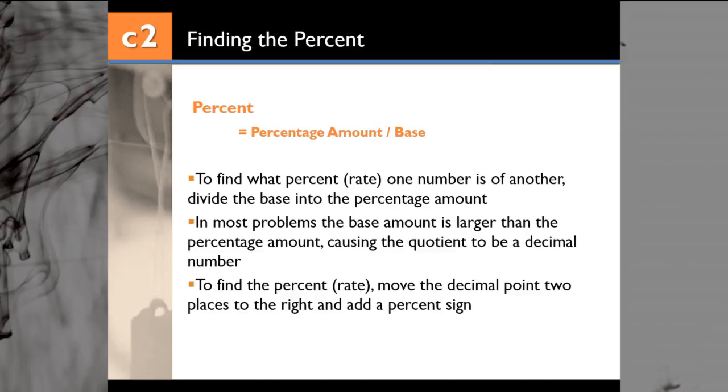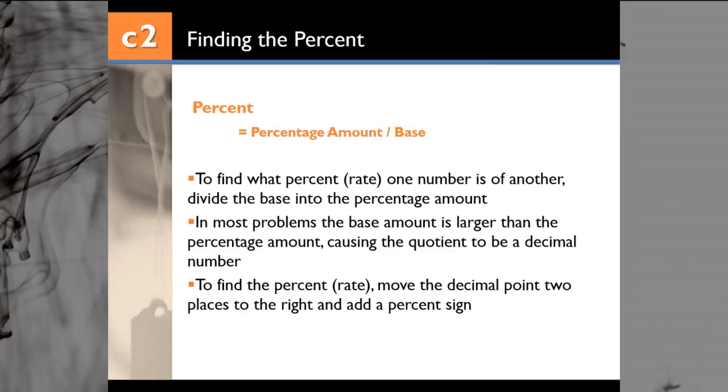To find what percent one number is of another, divide the base into the percentage amount. In most problems, the base amount is larger than the percentage amount, causing the quotient to be a decimal number. To find the percent, move the decimal point 2 places to the right and add a percent sign. And if you cannot really get what is being talked about, it's always good to get an example.